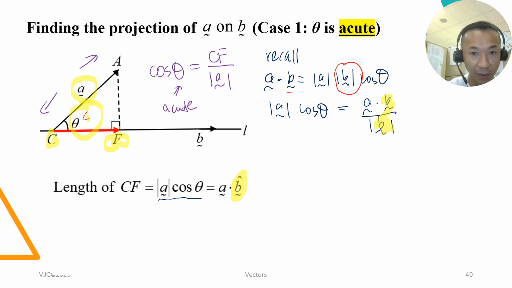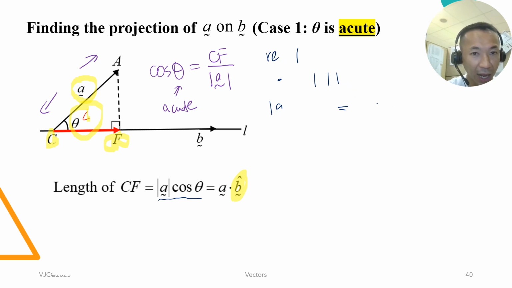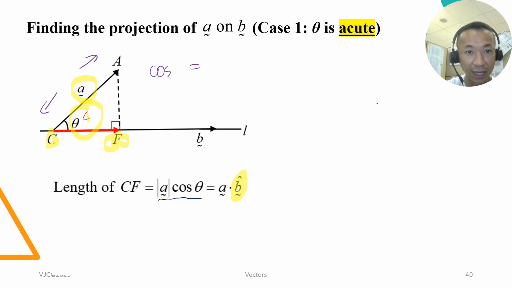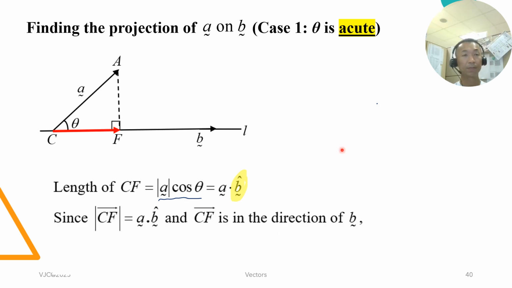I just want to emphasize that we are dealing with theta acute, therefore cosine theta is positive. It will surely be positive because we are dealing with the case of theta being acute. So CF is in this same direction, so this is a positive number for sure.